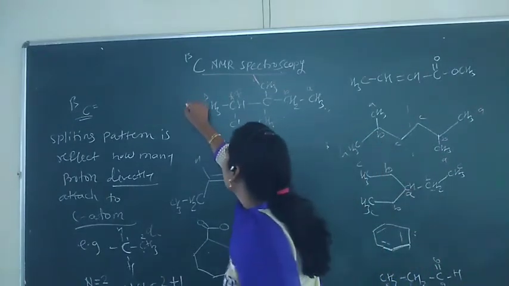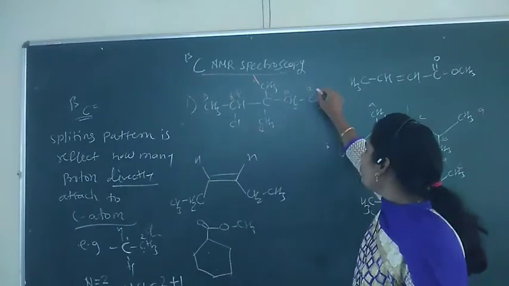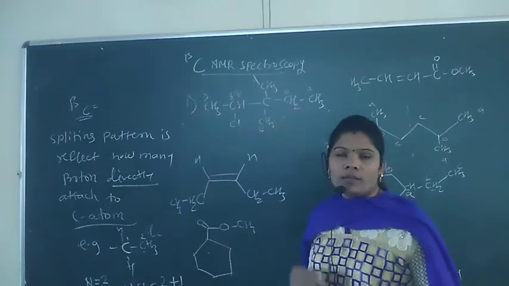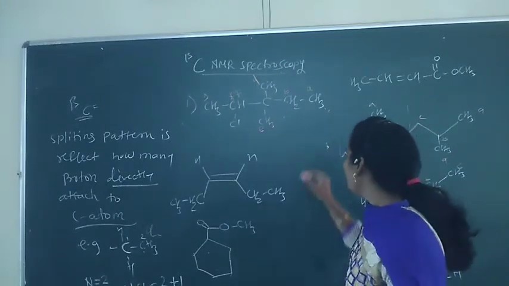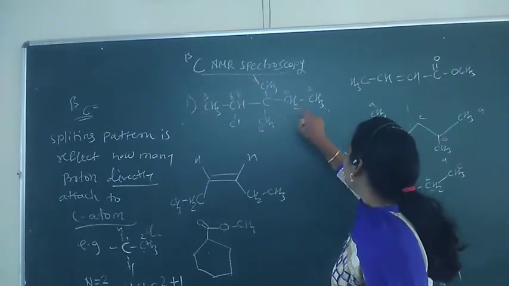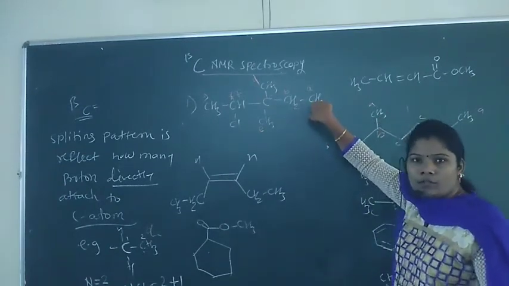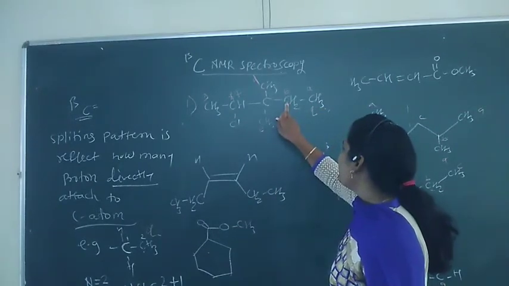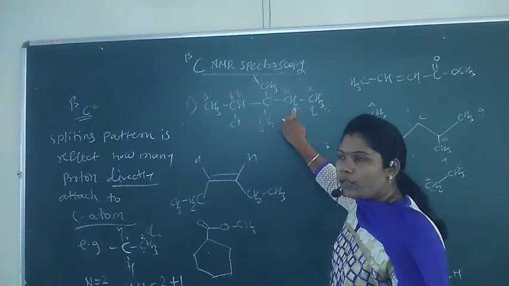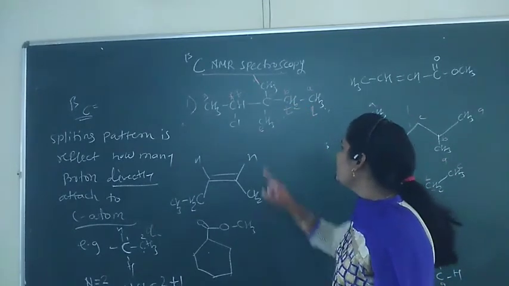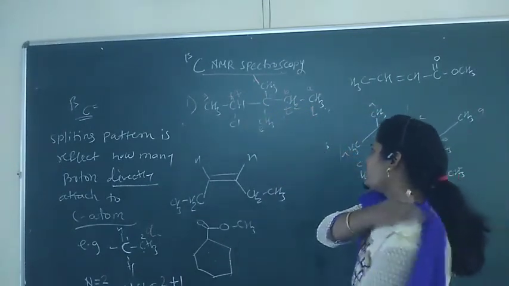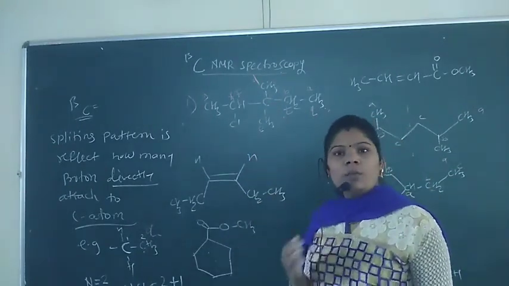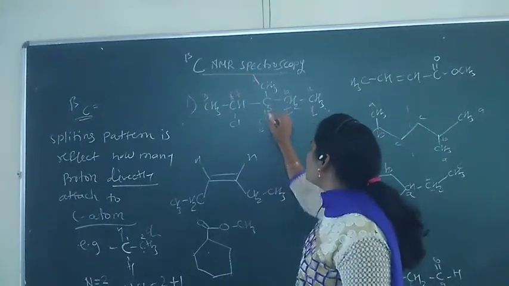Let me take some examples. First, how many signals are given by this molecule? 1, 2, 3, 4, 5, 6 and 7. We have to find out the type of splitting. This carbon A, how many hydrogens are attached? 3 hydrogens, so 3 plus 1, it shows a quartet. This carbon is directly attached to 2 hydrogens, so it shows a triplet. This carbon doesn't have any hydrogen, so 0 plus 1 is 1, it shows a singlet.